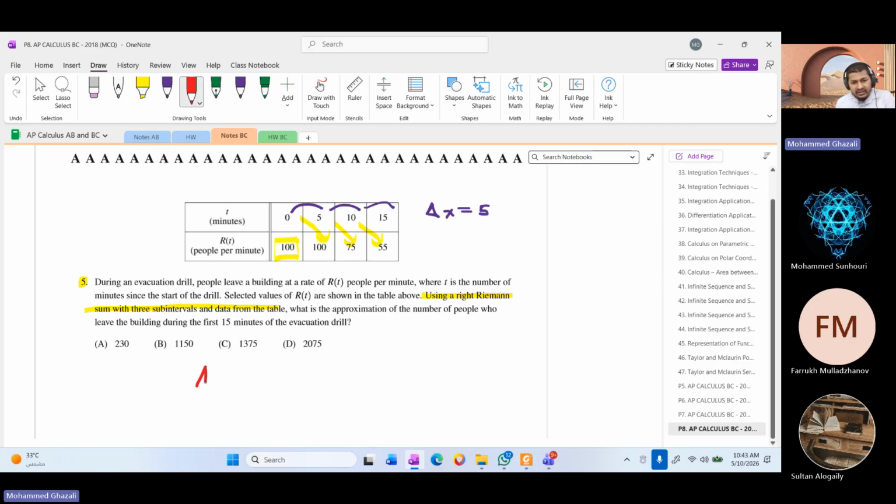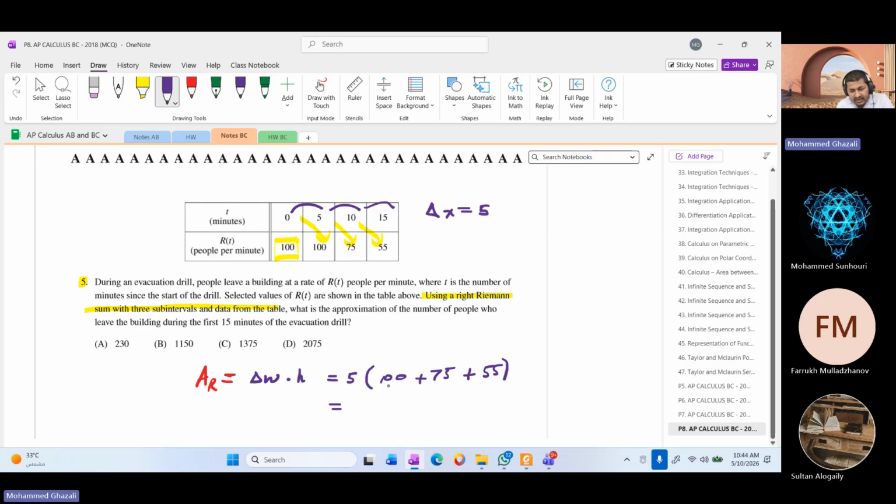Okay. So the area we are using is the right Riemann sum. The right Riemann sum is the width times the function value. Width times height. So what's the width? The width is constant each time: 5 minus 0, 10 minus 5, 15 minus 10. So just take out 5 as a common factor. We're left with 100 plus 75 plus 55.